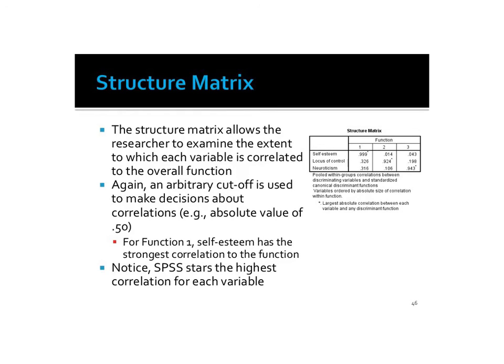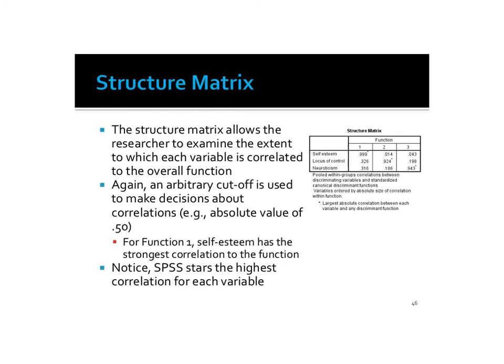The structure matrix allows the researcher to determine the extent to which each variable is correlated to the overall function. Again, we use an overall arbitrary cutoff to make decisions, usually 0.50. Again, we can see self-esteem is the only one that's above there. What that means is essentially we see self-esteem has a correlation of 0.9999 to function 1, whereas locus of control and neuroticism both have moderate to weak correlations to function 1. So overall, self-esteem is really the only useful variable in function 1.